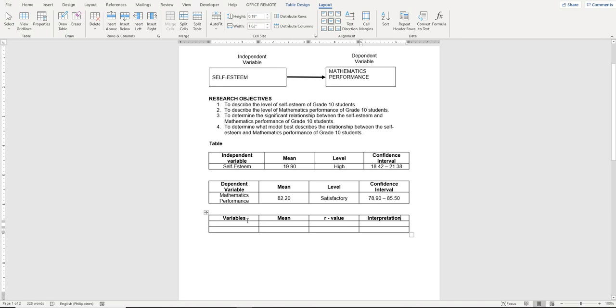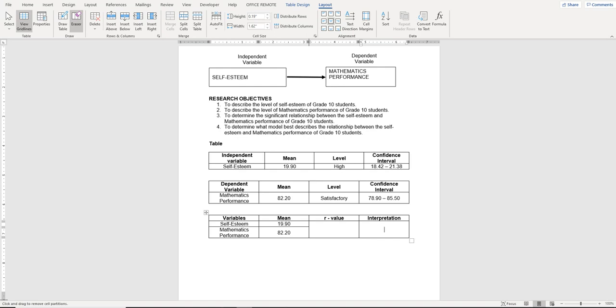Okay, so the variables are self-esteem and the mathematics performance. The mean of self-esteem is 19.90, and for the mathematics performance, we have 82.20. And then let's delete the lines between these.